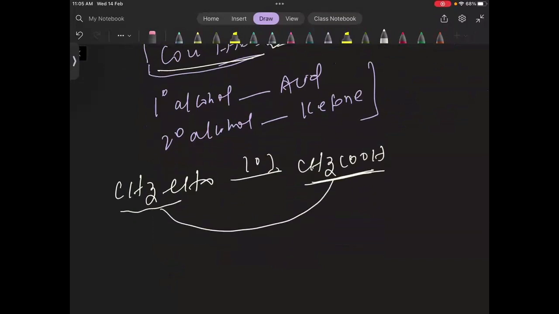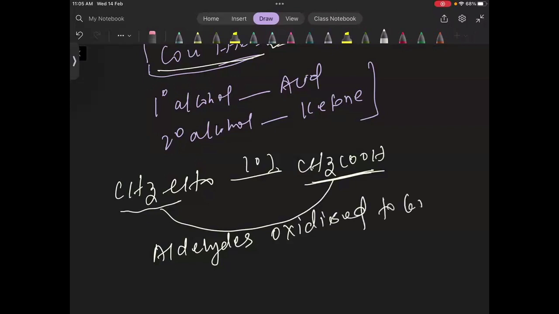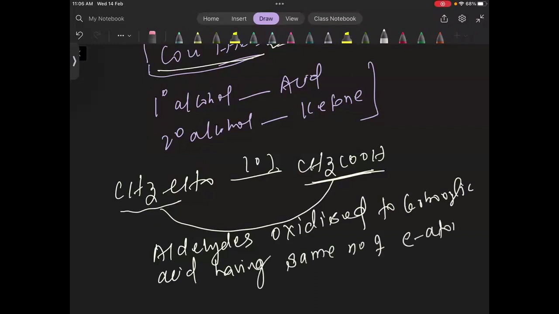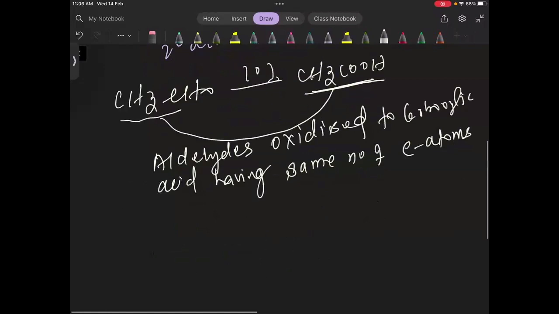So when an aldehyde is oxidized, what happens? Aldehydes are oxidized to carboxylic acids having the same number of carbon atoms, correct? That's fine, it happens. But does the same thing happen with ketones? Not at all. Ketones are oxidized with a lesser number of carbon atoms. Students, what happens? Ketones are oxidized with lesser number of carbon atoms.